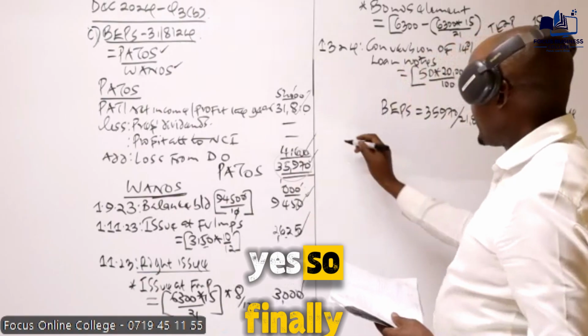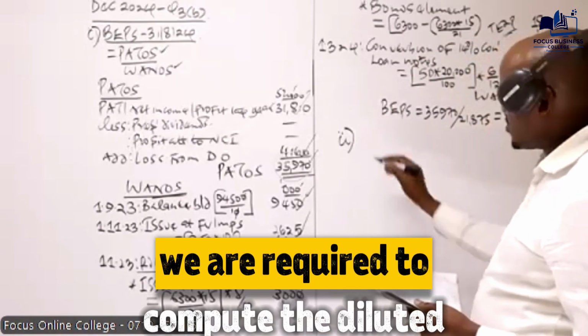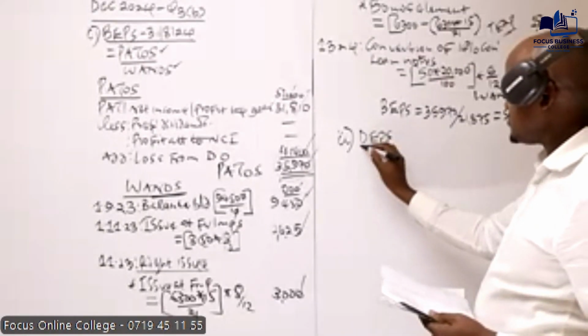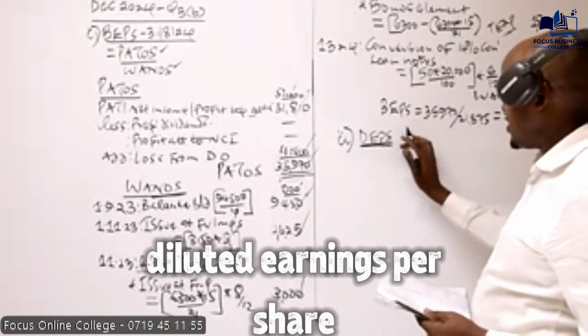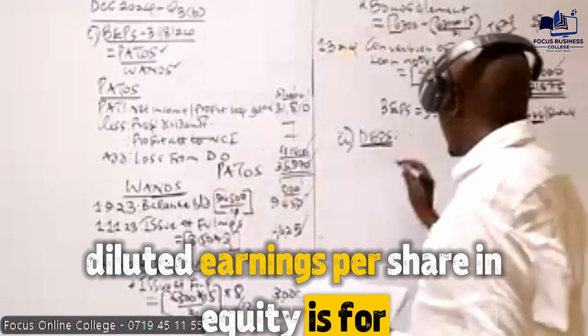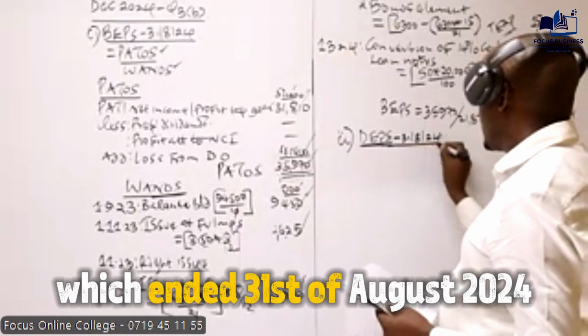Yes. So finally, let's move to Roman 2. And what are we required to do here? We are required to compute the diluted earnings per share, equally for the year which ended 31st of August 2024.